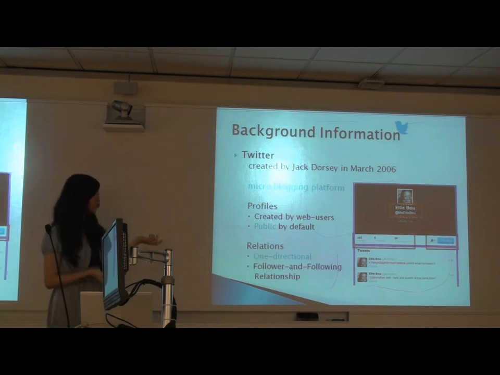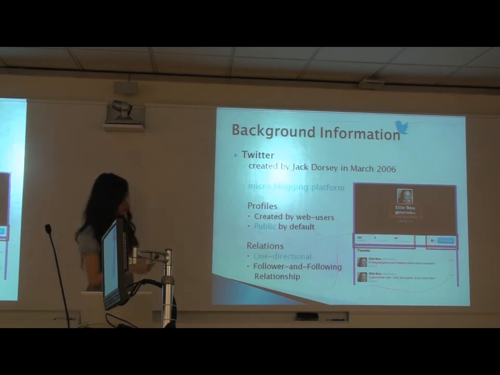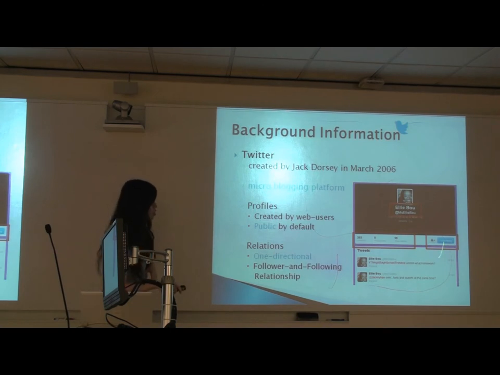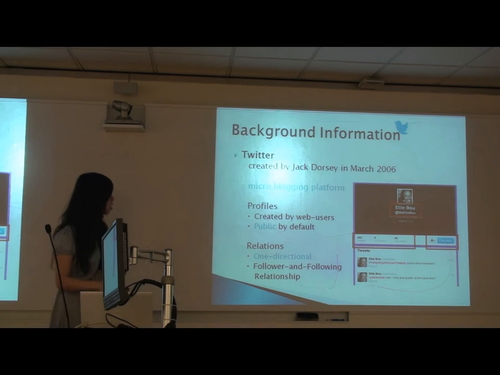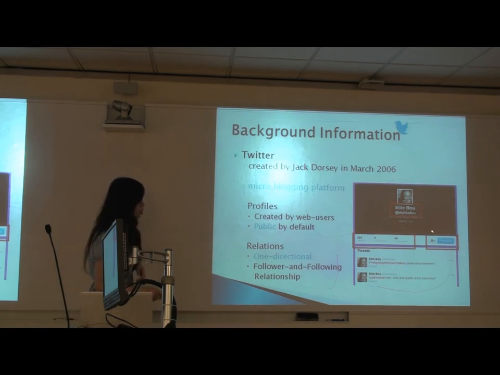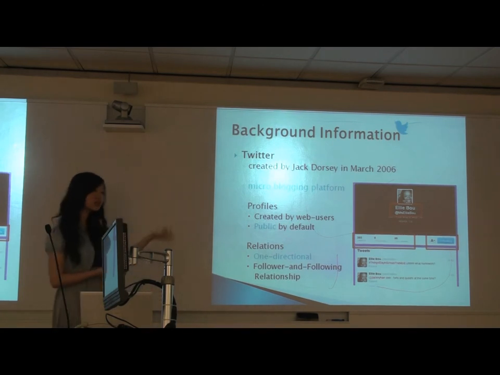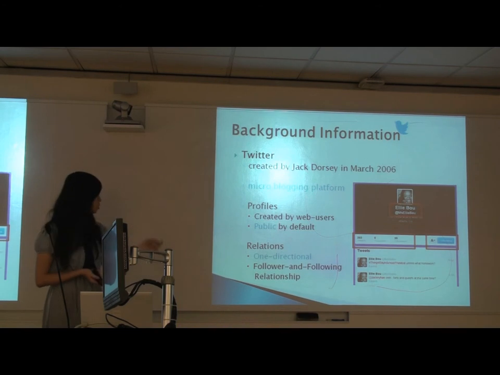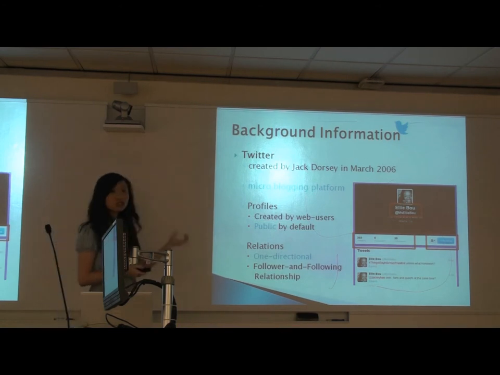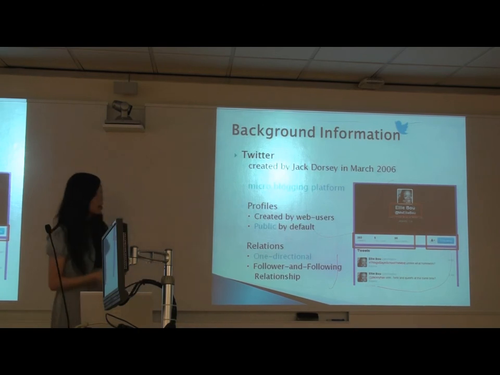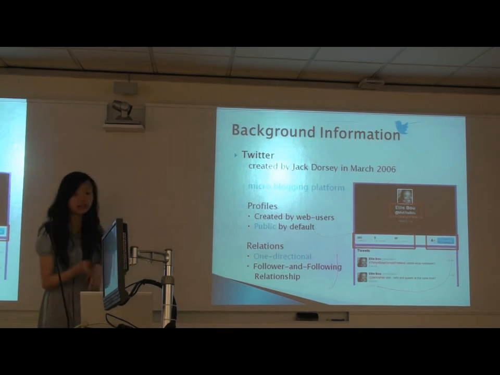How about the type of relations? We can see that these represent the relations on Twitter. The following sign here means that the user logged in is already following these users. It is a one-directional relationship, and after the login user presses the following button, he or she and Alibo will have a follower and following relationship.